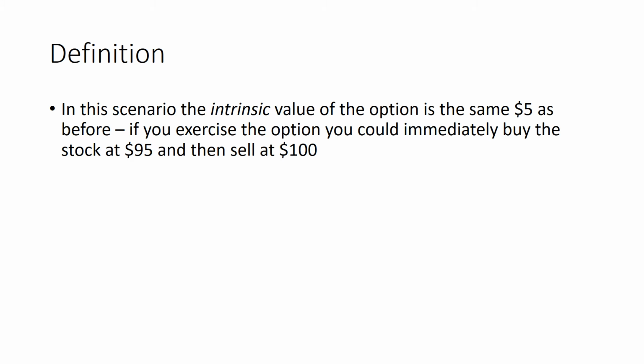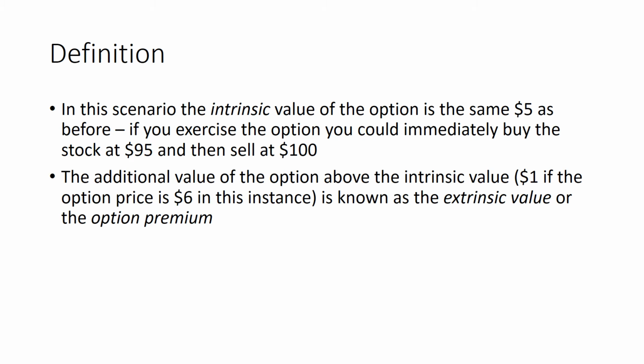So let's look at this definition. In this scenario, the intrinsic value of the option is the same $5 as before. If you exercise the option, you can immediately buy the stock at $95 and then sell it at $100. But the additional value of the option above the intrinsic value, $1, if the option price is $6 in this instance, is known as the extrinsic value or the option premium.